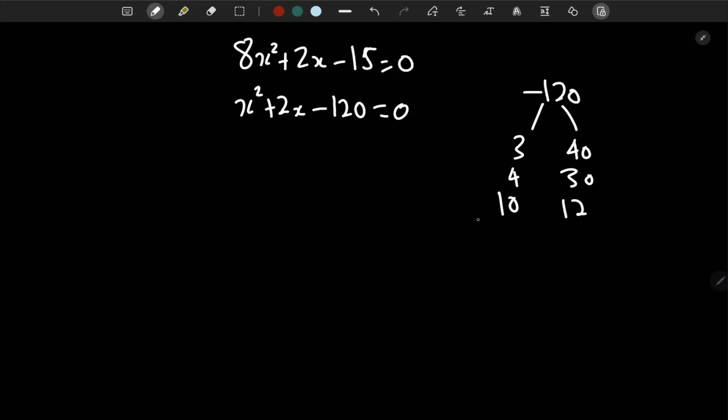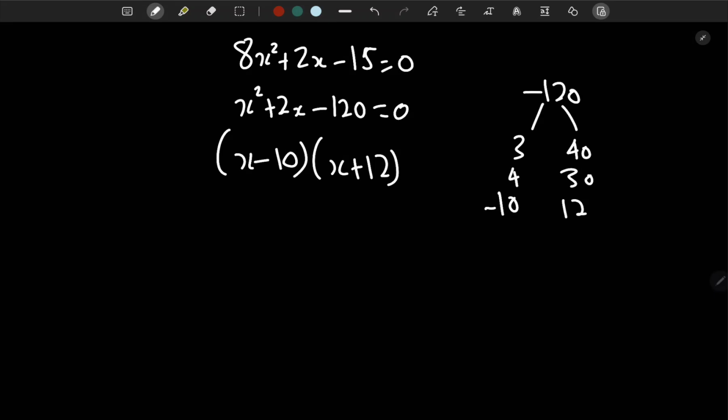So now you need to know which is the negative. The smaller number is negative. So now it will become x minus 10 into x plus 12, since if you do 12 minus 10, it's going to give you 2. And if you multiply 12 by negative 10, it's going to give you negative 120.